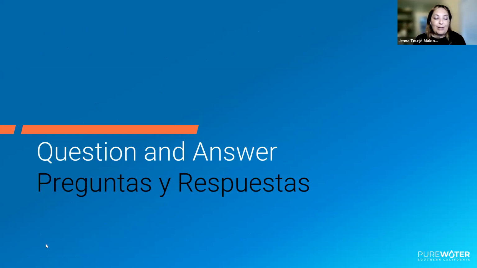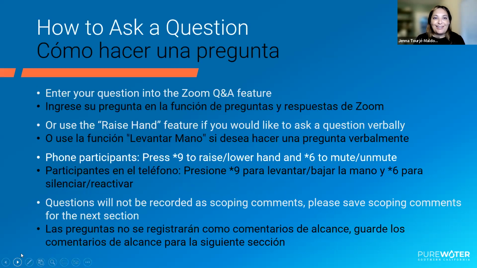Great, thank you so much, Anna. I would now like to open us up for questions that folks might have on both Bruce and Anna's presentation and on the scoping process. You will see at the bottom of your screen there should be a Zoom Q&A feature, so you can ask questions through that. You could also use the raise hand feature if you'd like to ask a question orally. And phone participants, you can dial *9 to raise and lower your hand, and I'll walk you through the process of unmuting as we get there.